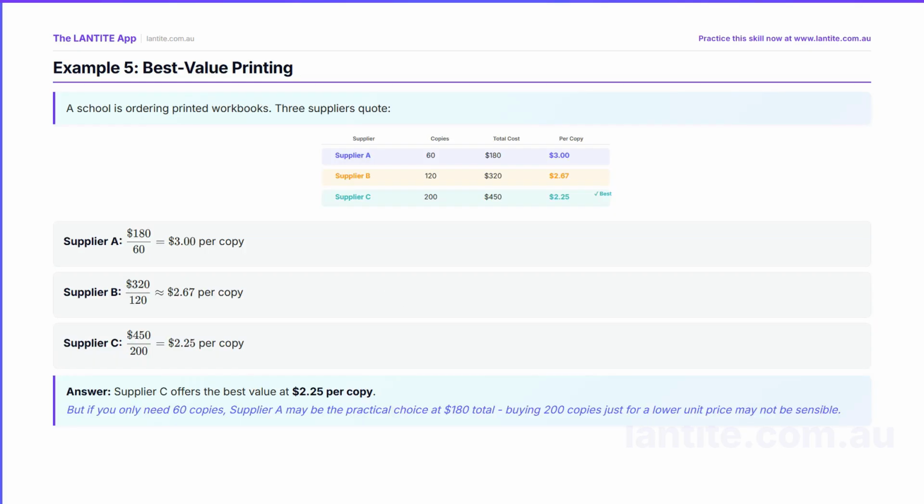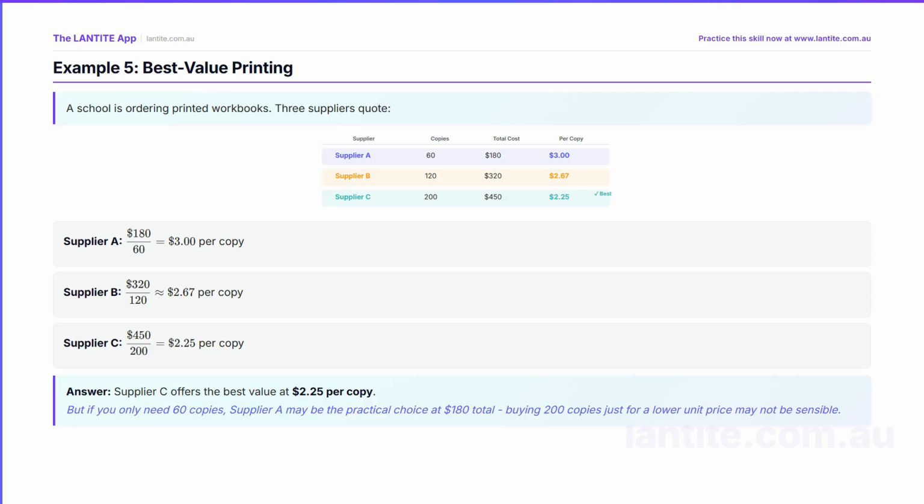Here is a real-world best value comparison with 3 suppliers. The school needs printed workbooks. Supplier A charges $180 for 60 copies, which is $3 per copy. Supplier B charges $320 for 120 copies, about $2.67 per copy. Supplier C charges $450 for 200 copies, which is $2.25 per copy. Supplier C has the lowest unit rate.